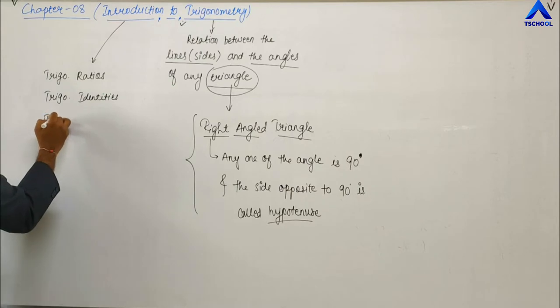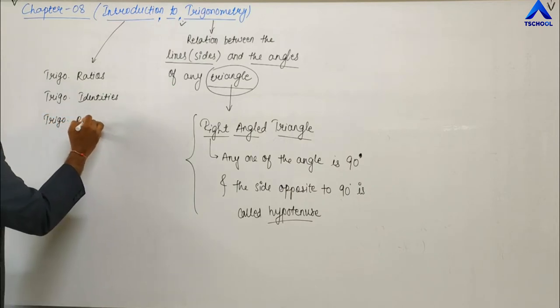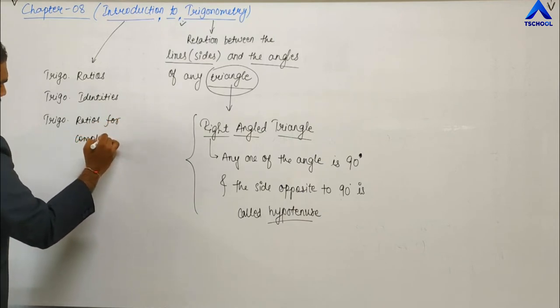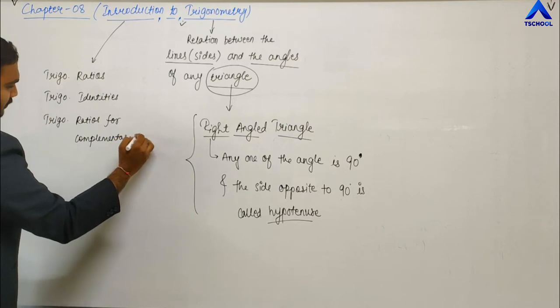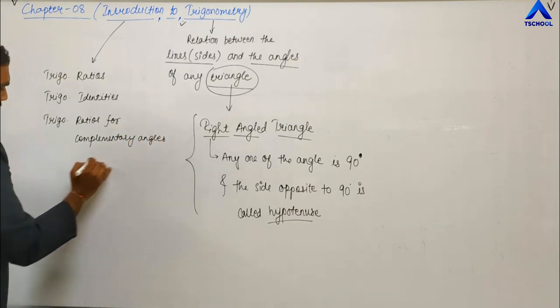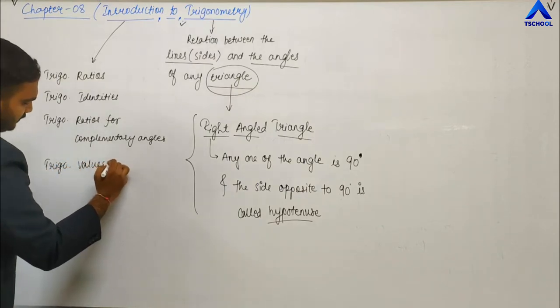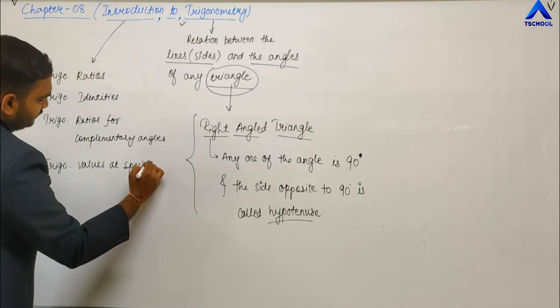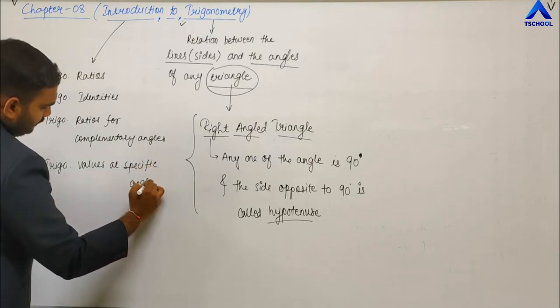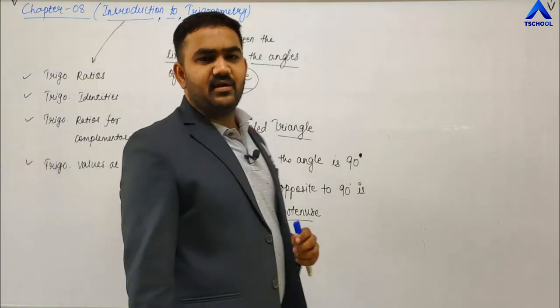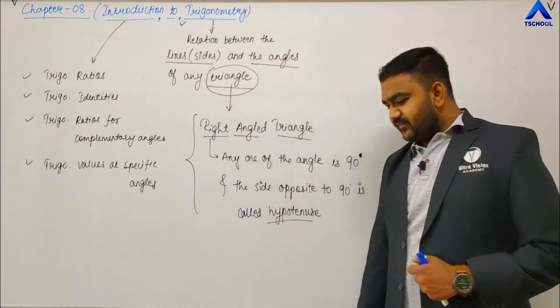then the trigonometric ratios for complementary angles, and the trigonometric values at specific angles. These are the four topics that we are going to study in this chapter: the trigonometric ratios, trigonometric identities, trigonometric ratios for complementary angles, and the trigonometric values for some specific angles.